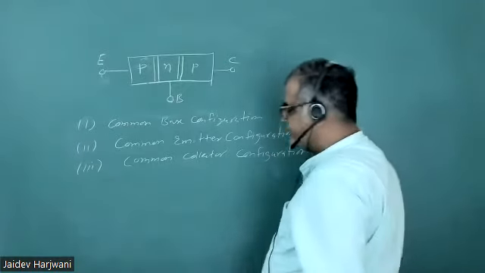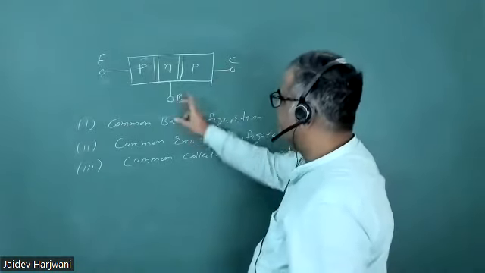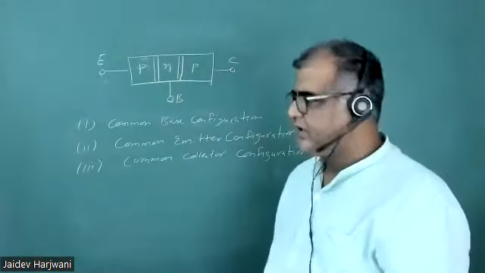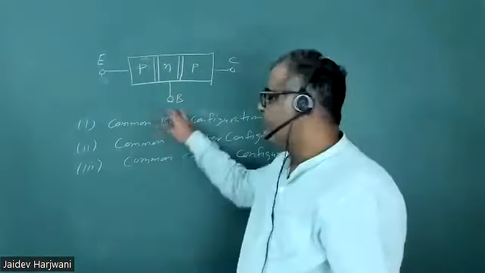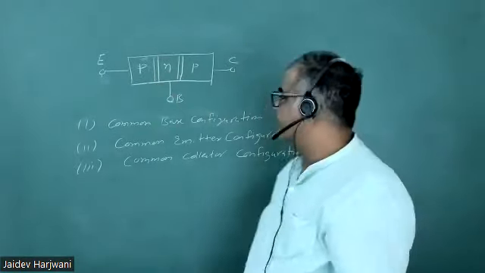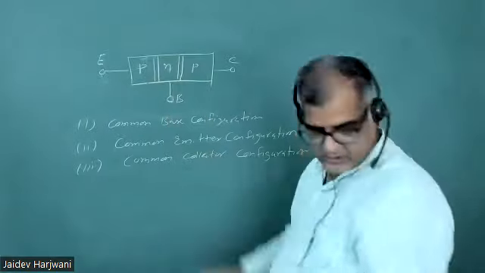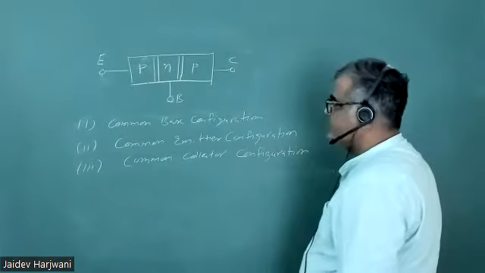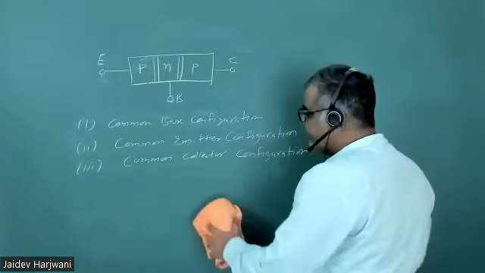So out of three terminals, one has to be grounded, and with respect to that ground, we have to apply voltage to the other two terminals. Now we have two junctions, and to those two junctions we have to give biasing. That biasing can be of four types.